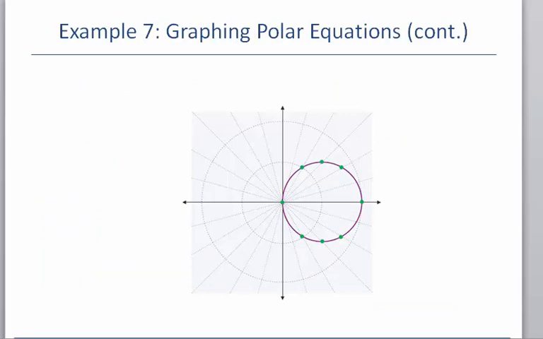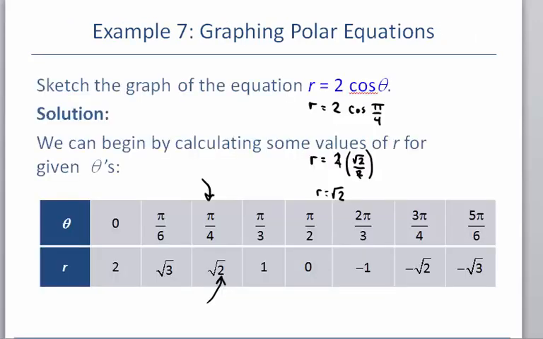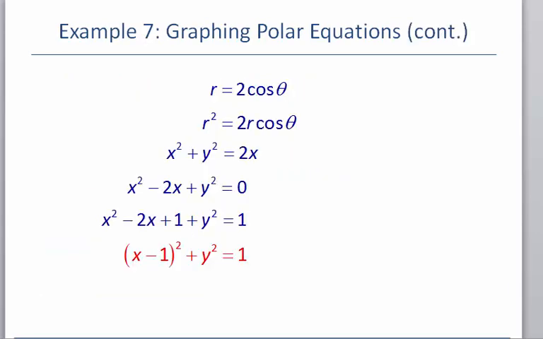So that is one option for graphing a polar equation, is to do a table of values, plot your points, and connect your dots. Another option for graphing a polar equation is to convert the equation to rectangular form. So we could take our equation r is equal to 2 cosine theta. And we could multiply both sides of the equation times r, which would give us r squared is equal to 2r cosine theta.